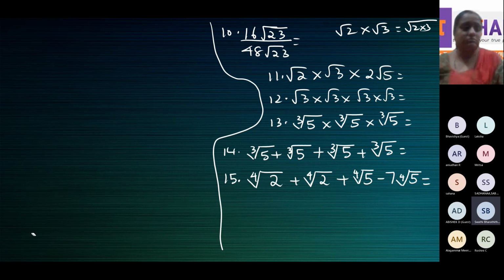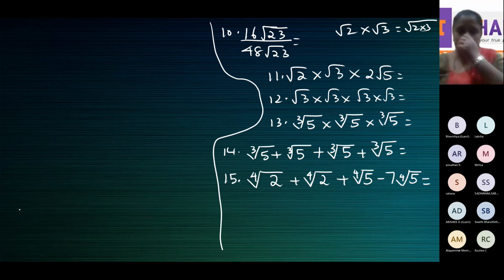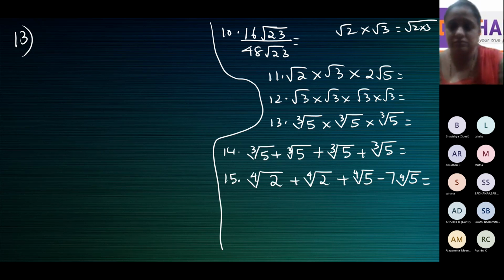Ma'am, I got 135 root 5. 135 root 5. Okay. 13th one. Okay. 135 root 5. Yes, class. Ma'am, 5. Who said 5? Sahana, ma'am. Yeah, that's right. 5 is the correct answer.